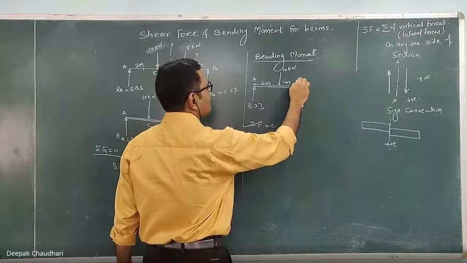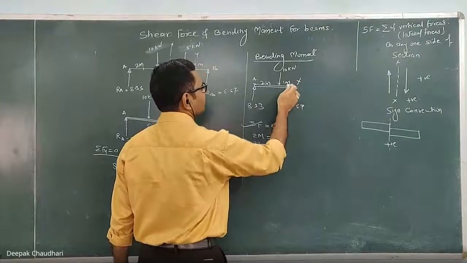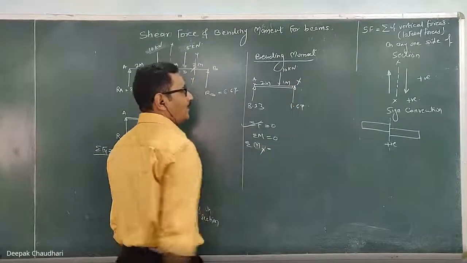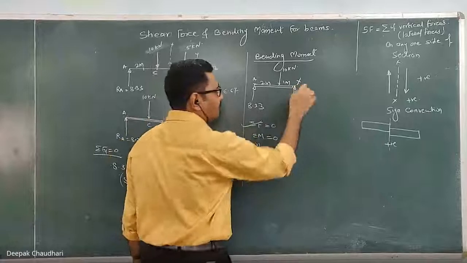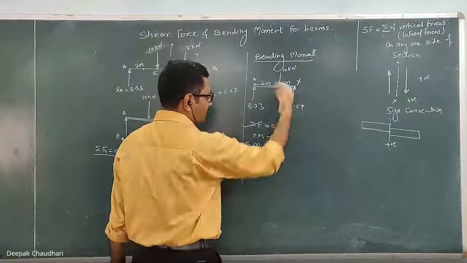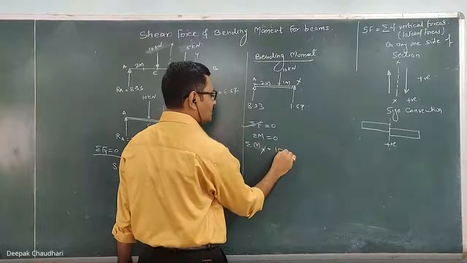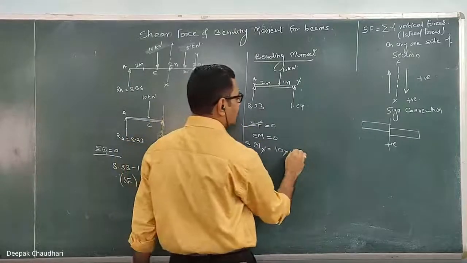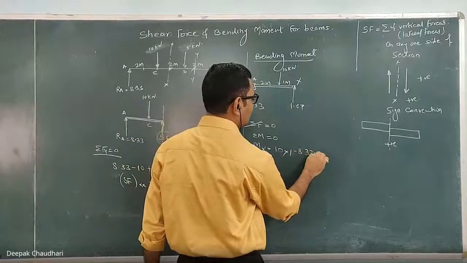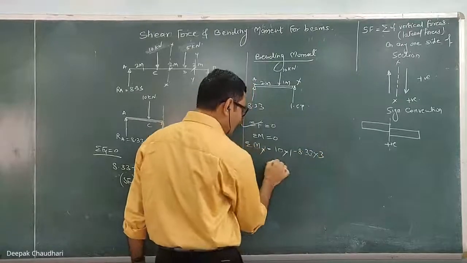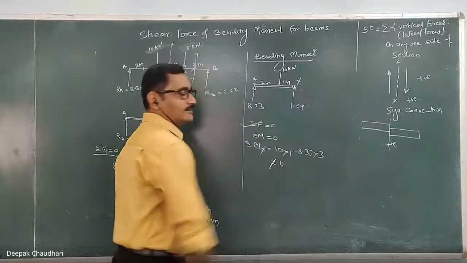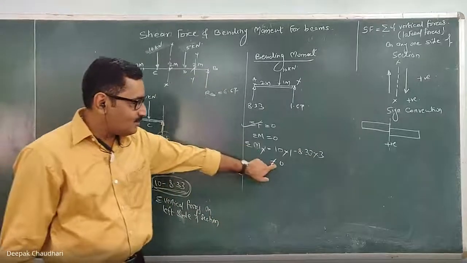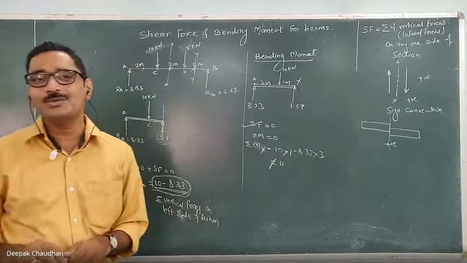Okay, this point is suppose X. Let's take the moment of all the forces about point X. Moment of 1.67 is 0. Moment of this 10 is anti-clockwise. Let anti-clockwise be positive, so 10 into 1. And moment of this 8.33 is clockwise, so minus 8.33 into 3. So you won't get it equal to 0. Algebraic summation of moment, you won't get equal to 0.